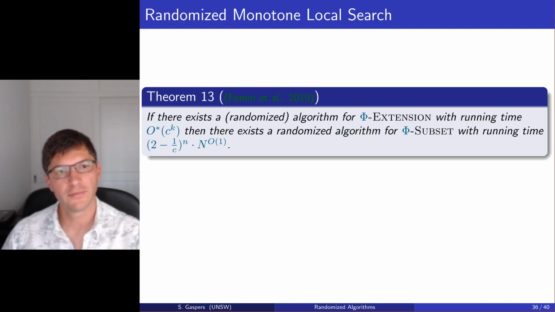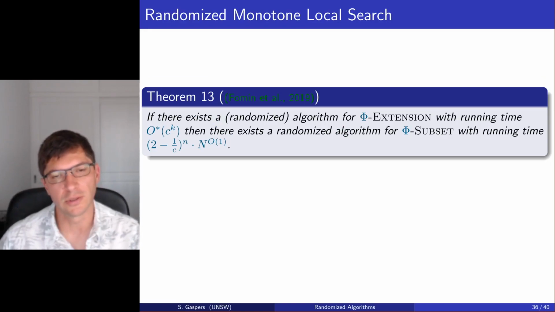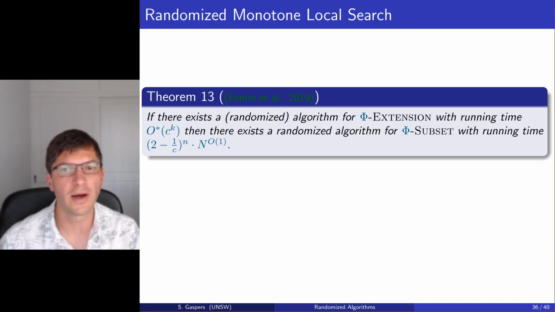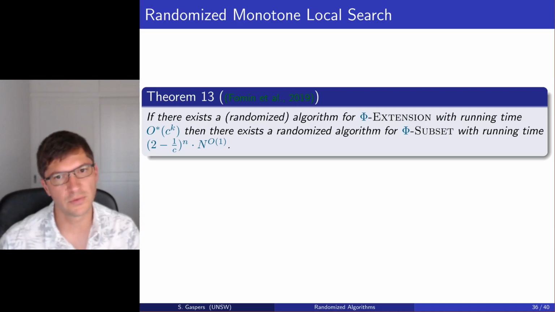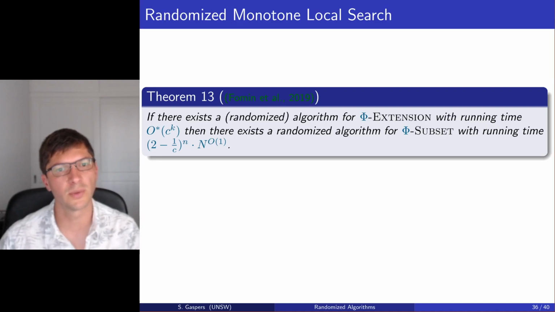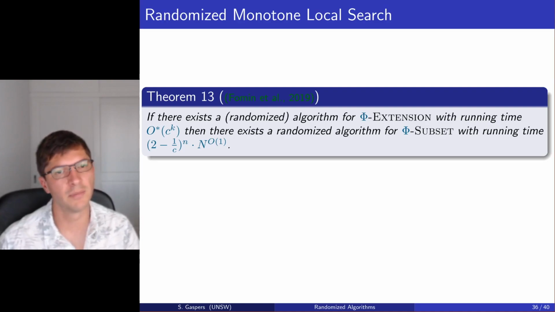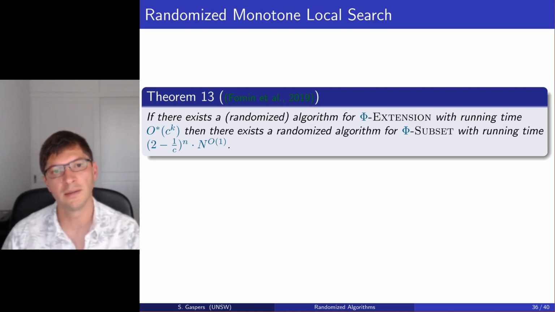So now we have the result that if there exists a randomized algorithm for the phi extension problem with running time O star of c to the power k, then there exists a randomized algorithm for the phi subset problem with running time (2 minus 1 on c) to the power n times a polynomial in the instance size.